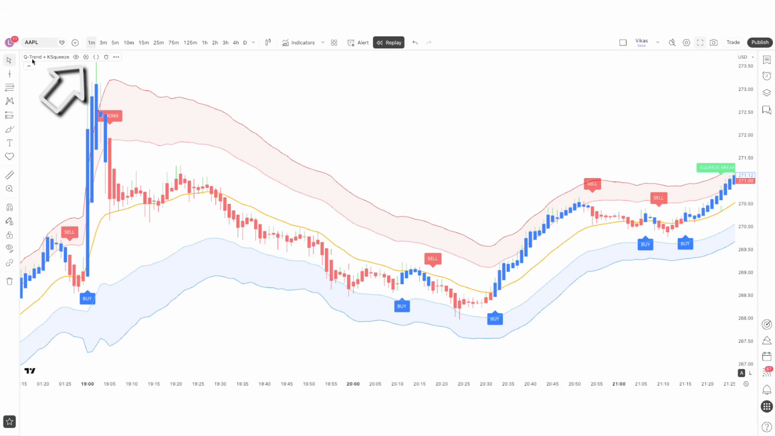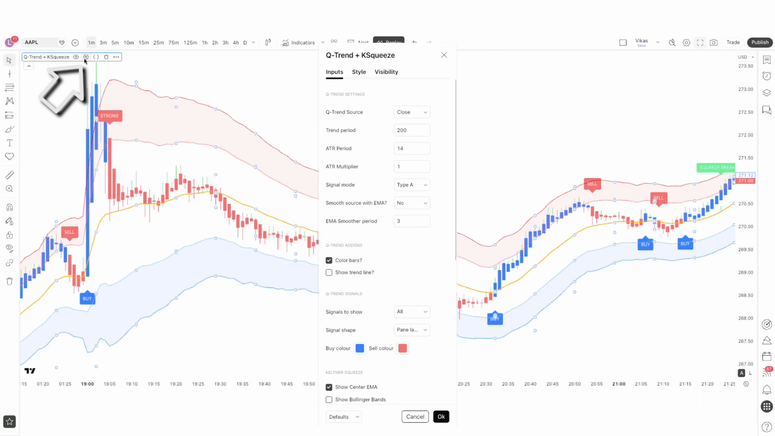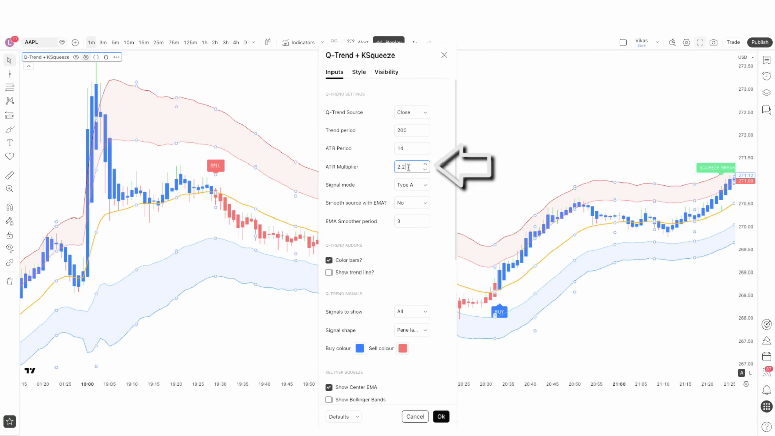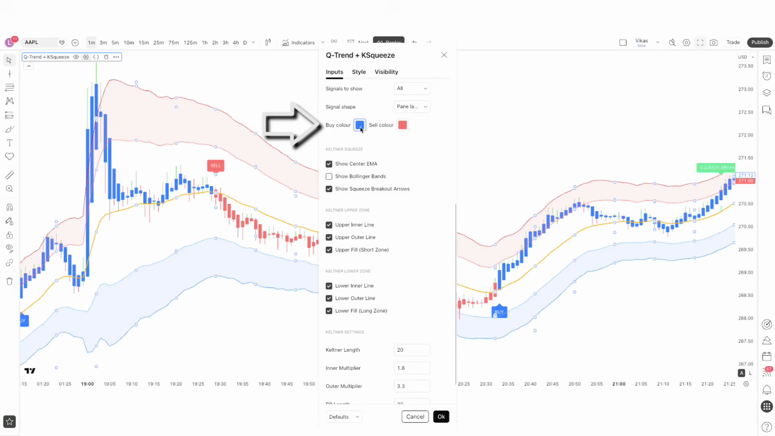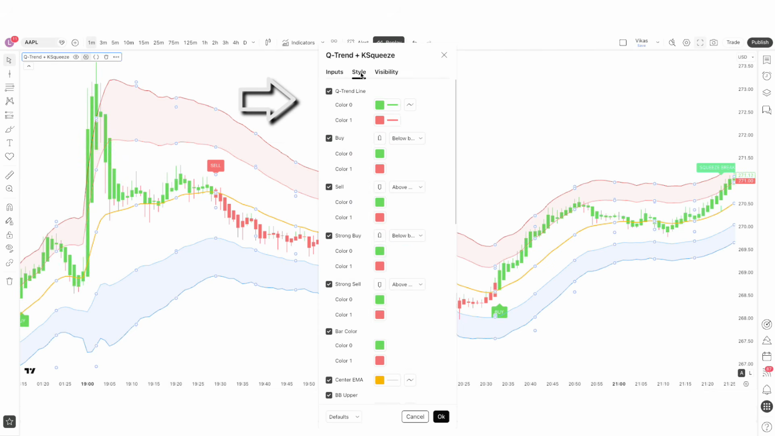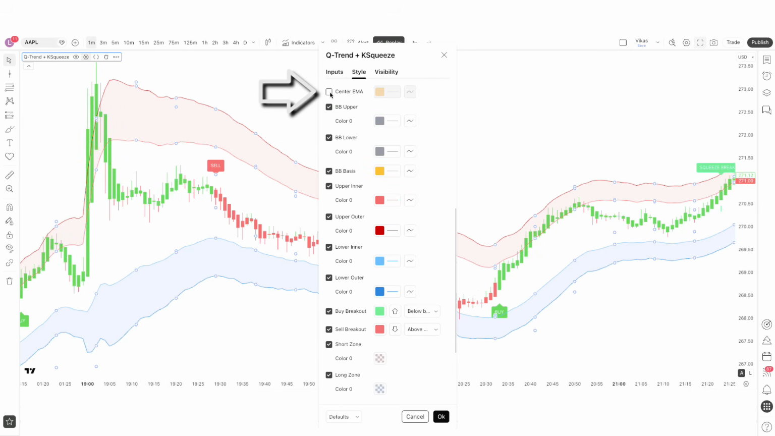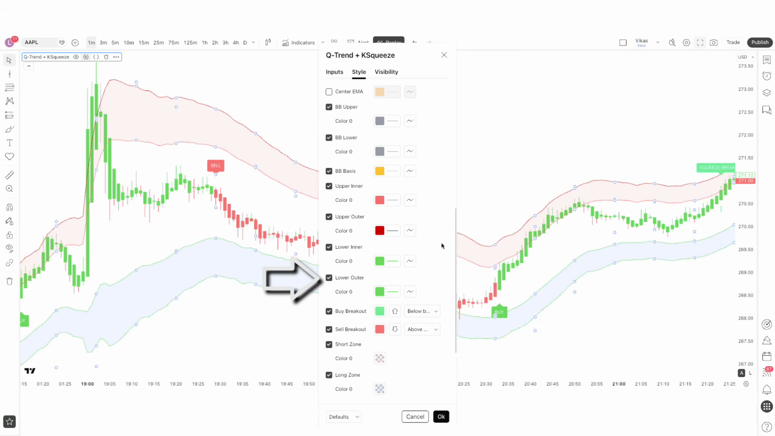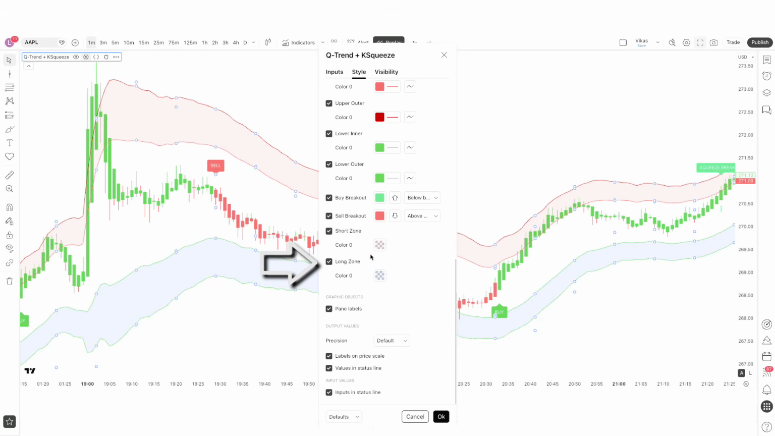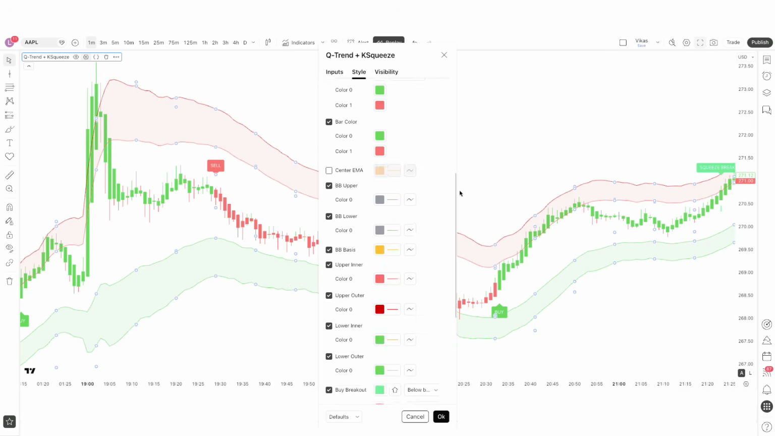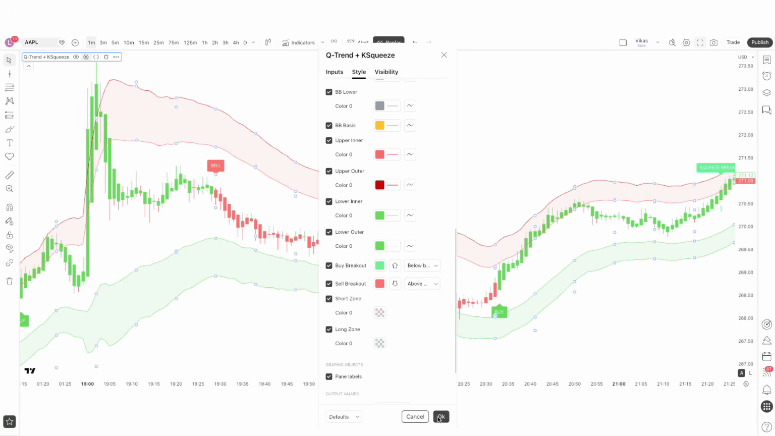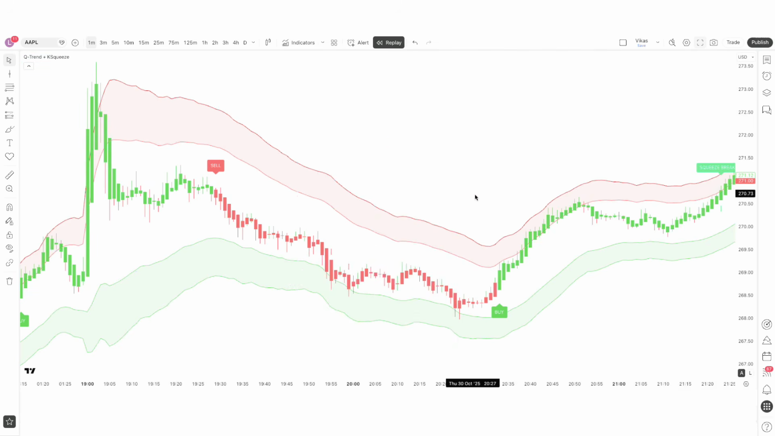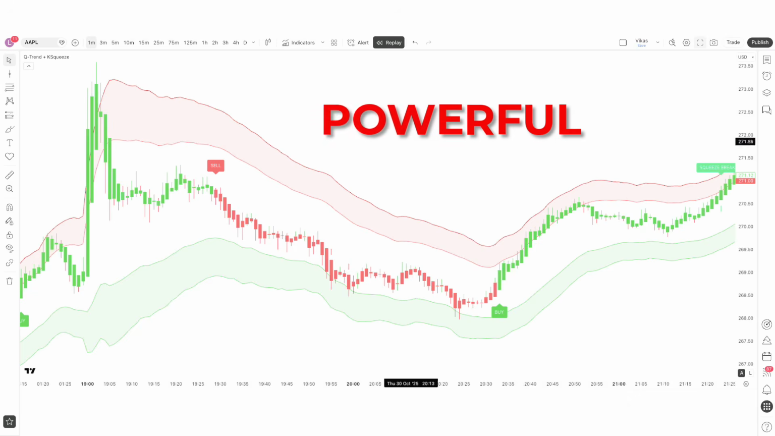Now the indicator settings change for perfect signals. First, we change ATR multiplier 1 to 2.2. After that, change the color blue to green, and we keep these options hidden. After that, change the lower inner and outer color. After that, change the long zone color. Here, everything is fine after that. Click OK. Now we'll add one more indicator to make this strategy more powerful.